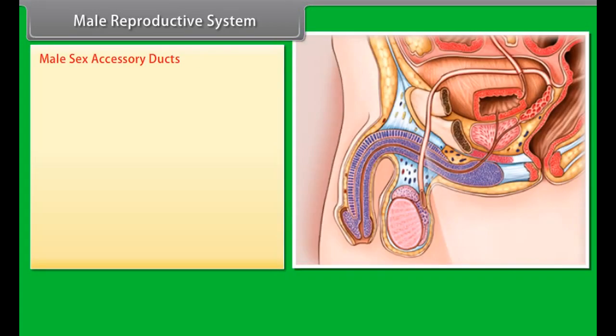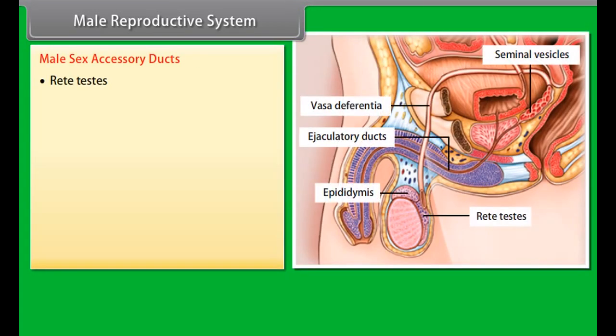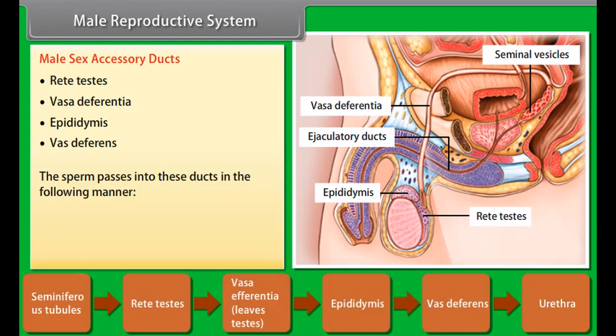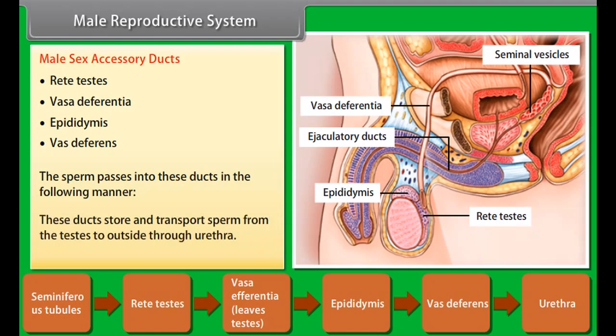Male sex accessory ducts: rete testis, vasa efferentia, epididymis, vas deferens. The sperm passes into these ducts in the following manner. Seminiferous tubules, rete testis, vasa efferentia, leaves testes, epididymis, vas deferens, urethra. These ducts store and transport sperm from the testes to the outside through the urethra.